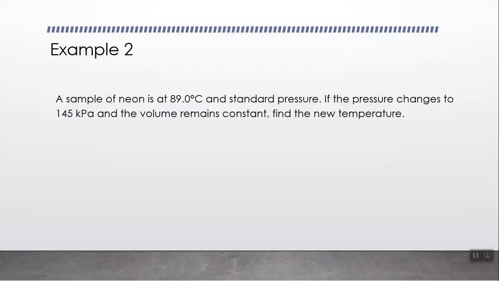Example 2. A sample of neon is at 89 degrees Celsius in standard pressure. If the pressure changes to 145 kilopascals and the volume remains constant, find the new temperature. Well, let's define our variables. We have 89 degrees as our initial temperature. What about our initial pressure? If you said 145 kilopascals, gotta think again. The initial pressure is actually at standard pressure.